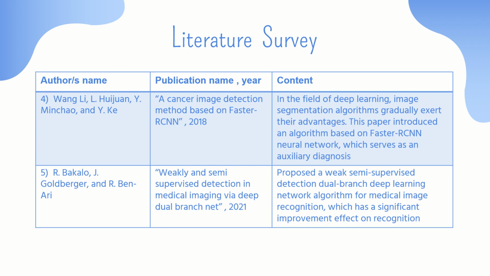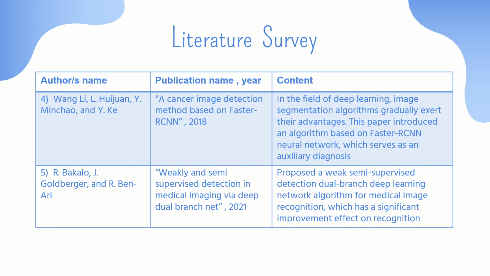Coming to the fourth paper, a cancer image detection method based on faster RCNN by Wang Li and others. This paper introduced an image segmentation algorithm based on faster RCNN neural network which gradually exerted its advantages in the market and it served as an auxiliary diagnosis as well.